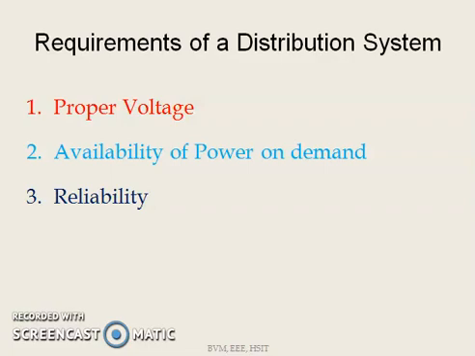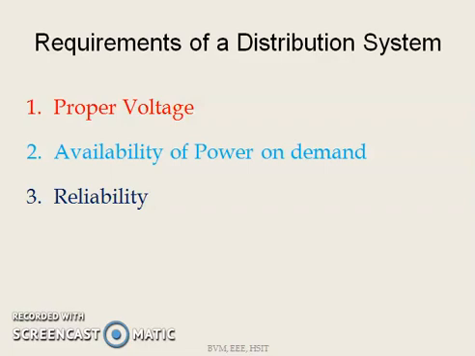Okay, then what is this proper voltage? One of the important requirements of a distribution system is that voltage variation, that is fluctuations at the consumer's terminals, should be as low as possible. In fact, there should not be any voltage fluctuations at all. But the voltage fluctuations you cannot eliminate completely, but you can try to minimize them as low as possible. The changes in voltage are generally due to variations in the load on the system.